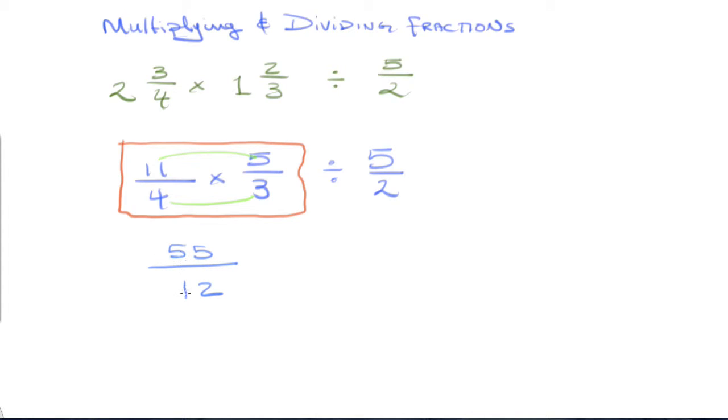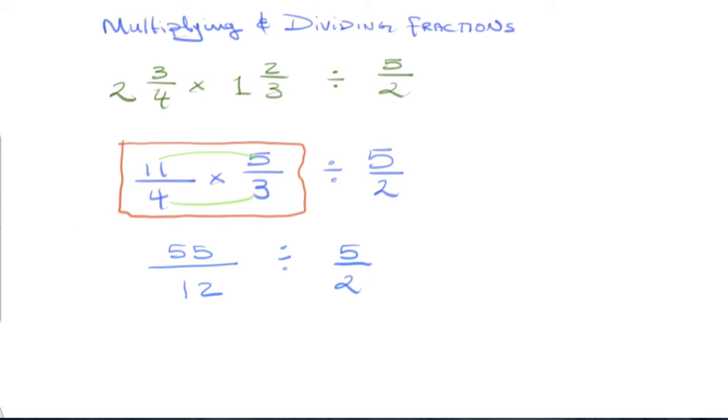We know that it cannot be reduced more than that because in the red box, when multiplying, I could not cross-reduce. That is, 11 and 3 do not reduce, 5 and 4 don't reduce, therefore their product, 55 over 12, also doesn't reduce. Next, I bring down the division and the 5 over 2.